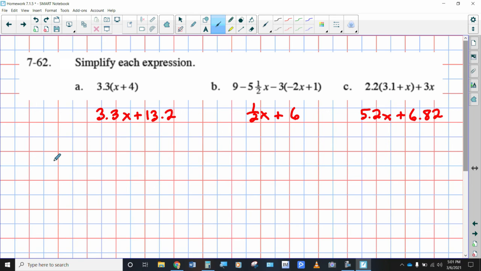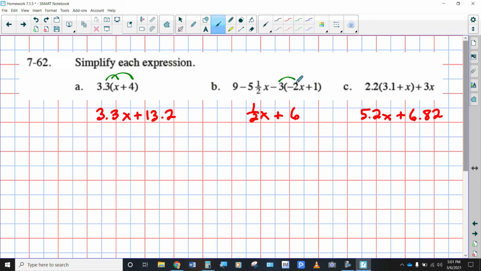All right, and holy free holies, this does not look like a lot of fun. These are expressions, and we need to simplify them or write them another way. So in this case, you're just going to send in the dive bombers. 3.3 times x, and 3.3 times 4 ends up being 13.2. So that's your final answer.